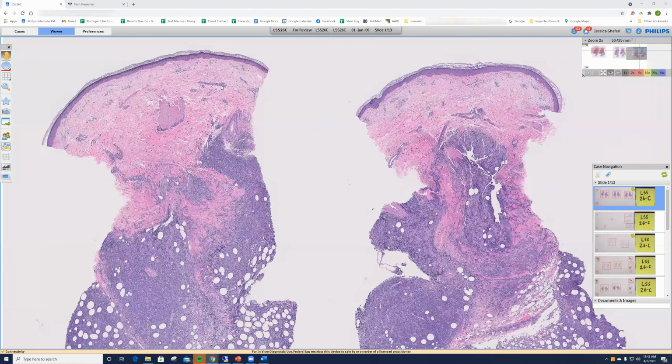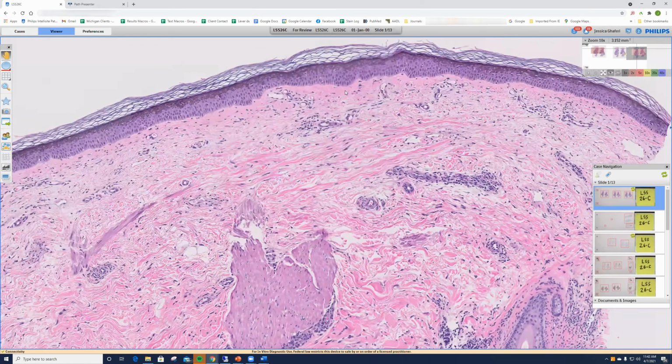So this is a biopsy from the lower leg, and you can see in this case, as in most cases, there's more of a diffuse dermal infiltrate. So this one is involving kind of the deeper dermis and the subcutis. But what I want to focus on first here is the cytology of this infiltrate.